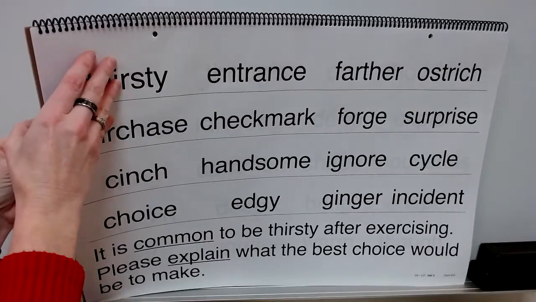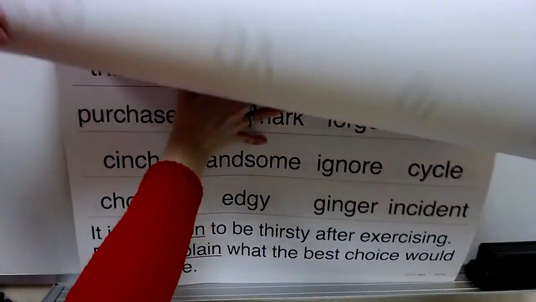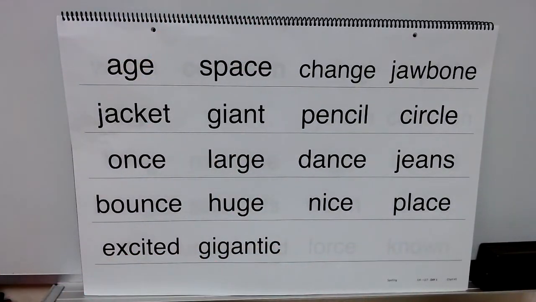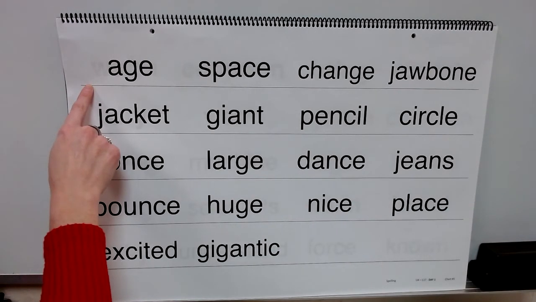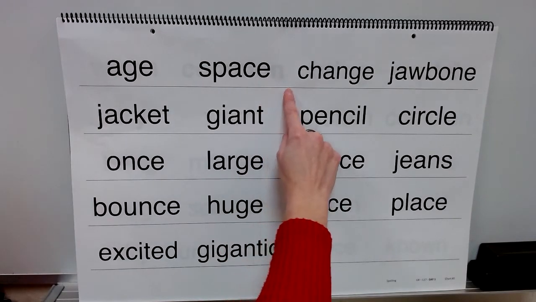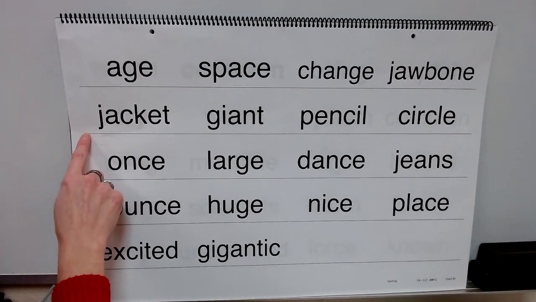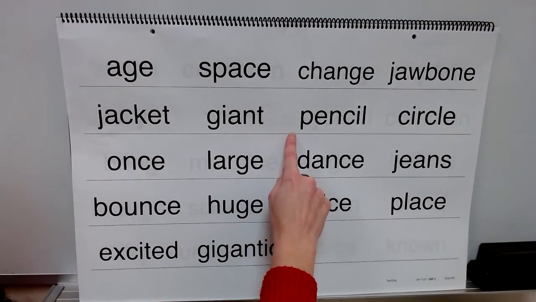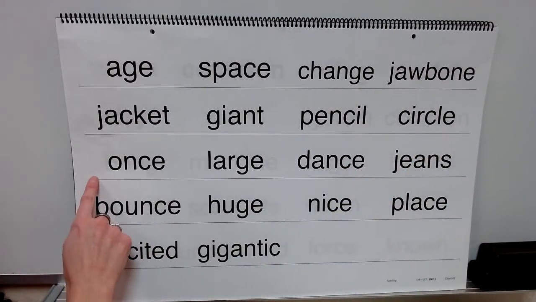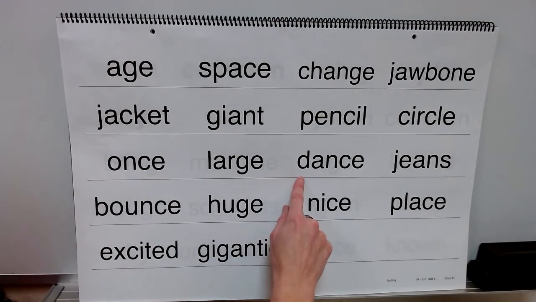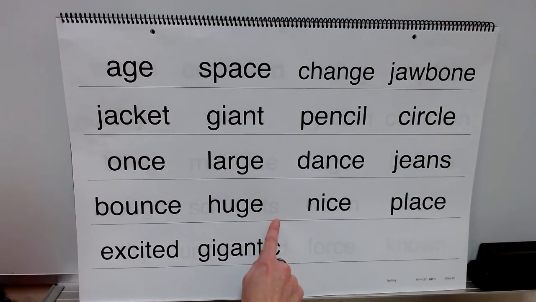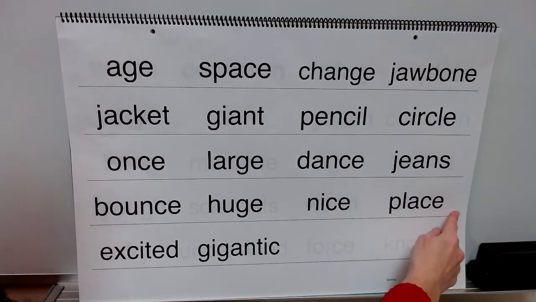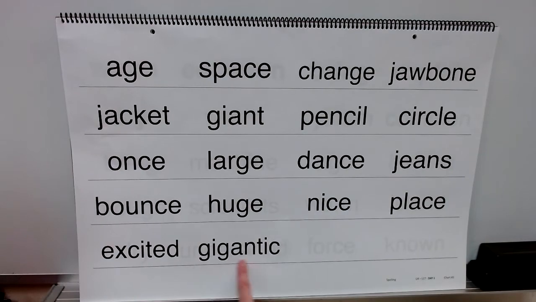Now pause the video to get ready to practice spelling. This week we're practicing words that have the spelling of soft C and soft G, and also J. It's the s and j sounds. Let's read our spelling list. Get ready. Word, age. Word, space. Word, change. Word, jawbone. Word, jacket. Word, giant. Word, pencil. Word, circle. Word, once. Word, large. Word, dance. Word, jeans. Word, bounce. Word, huge. Word, nice. Word, place. Word, excited. Word, gigantic.